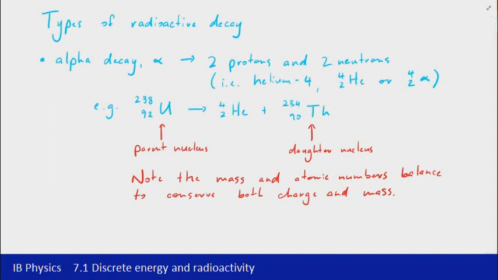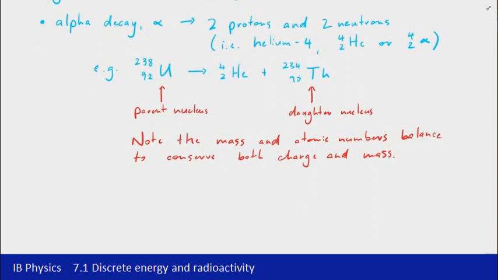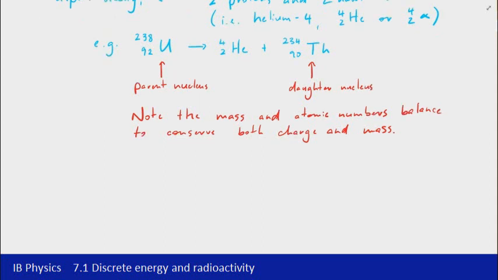Note also here too that just because it's decayed it doesn't mean it's going to be stable. So the thorium-234 won't necessarily be stable, it may still be an unstable nucleus, and as a result it could undergo another form of decay itself. So that's the first type.